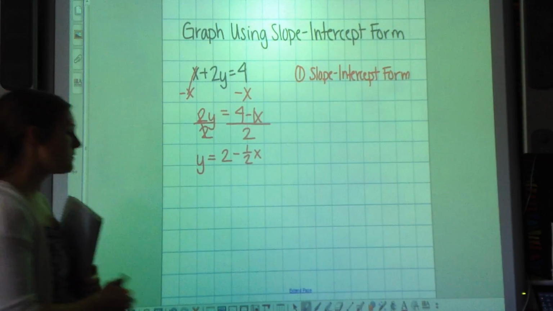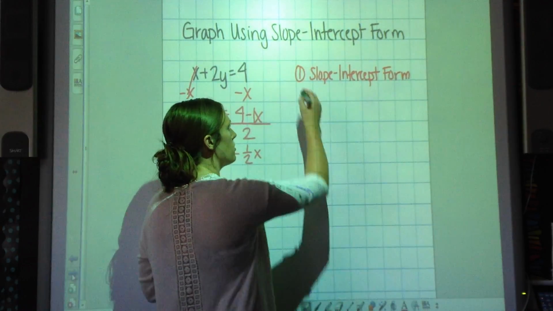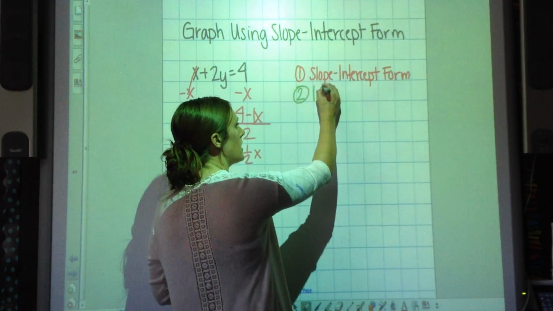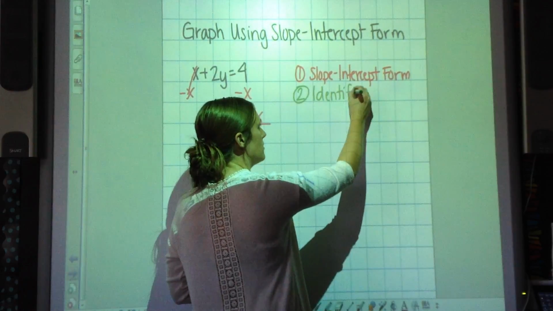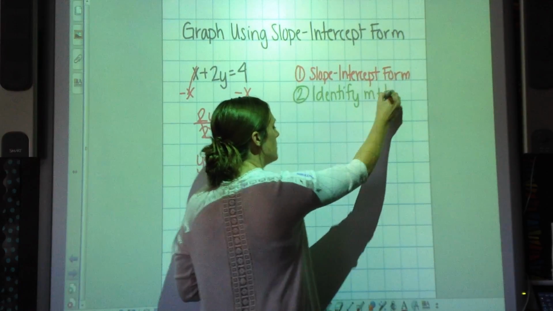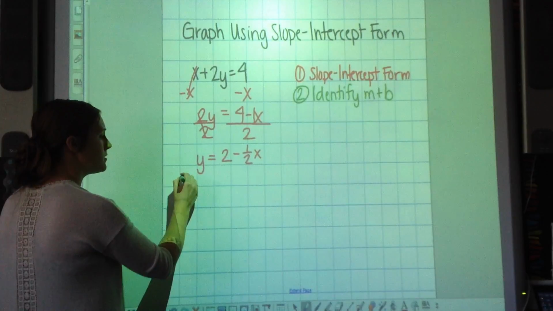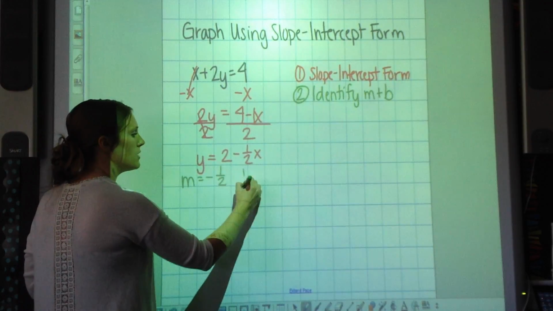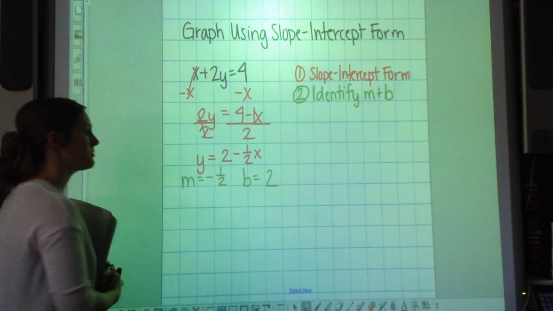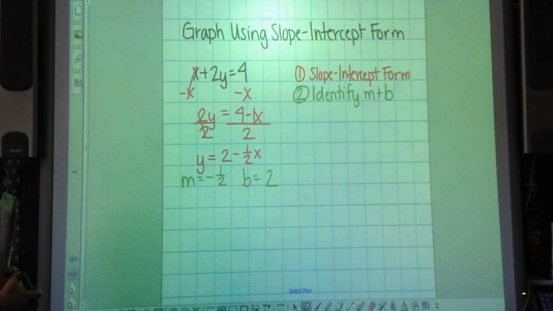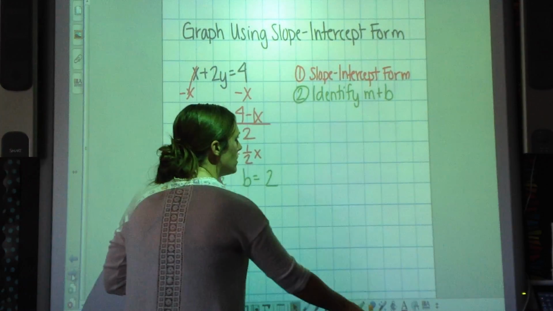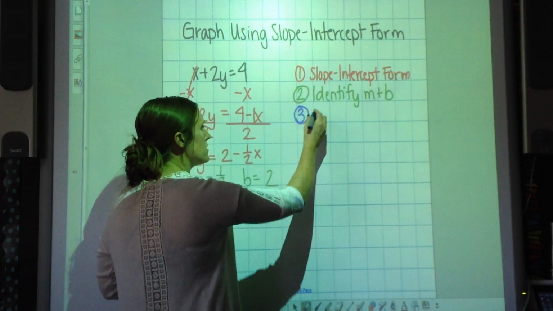Now that I've solved for y, I have this in slope-intercept form, so you're going to identify your slope and your y-intercept, just like we did in the last slide. My slope is always connected to the x, it's -1/2, and my b is always by itself. Now I have all the information that I need to graph this equation. I dissected it, so now I can graph it. You're going to graph your y-intercept first.